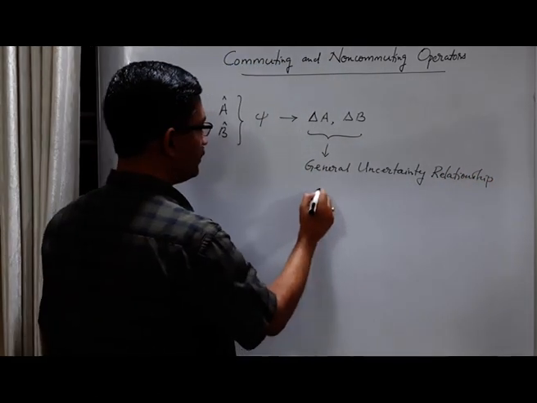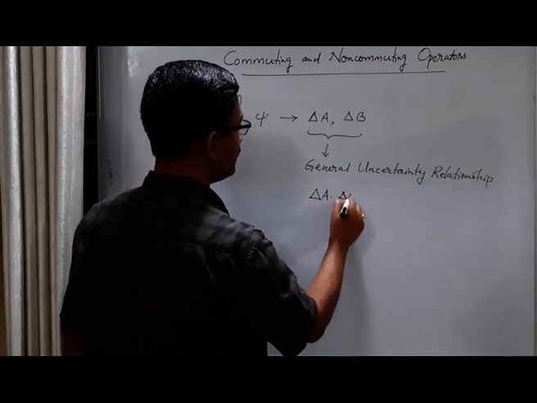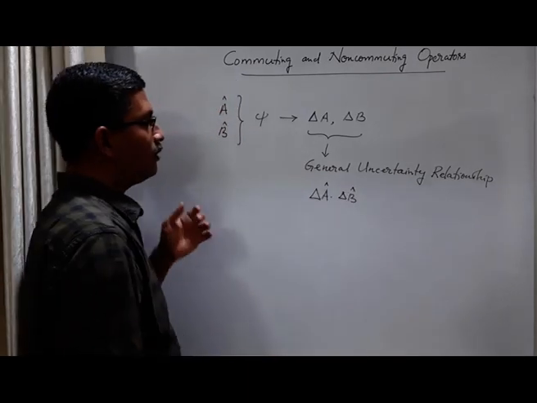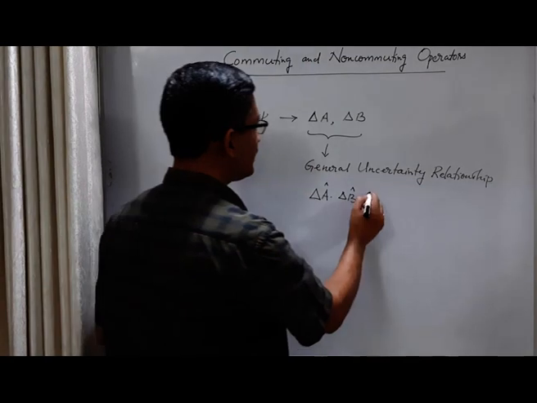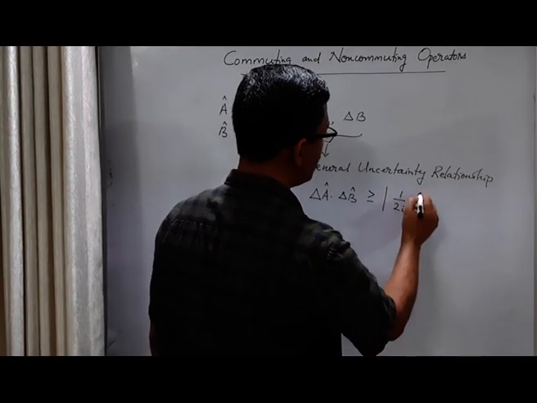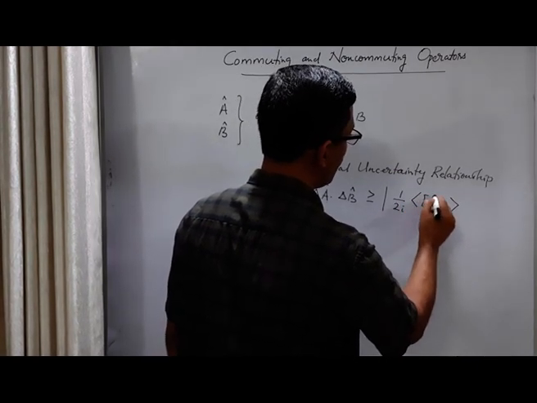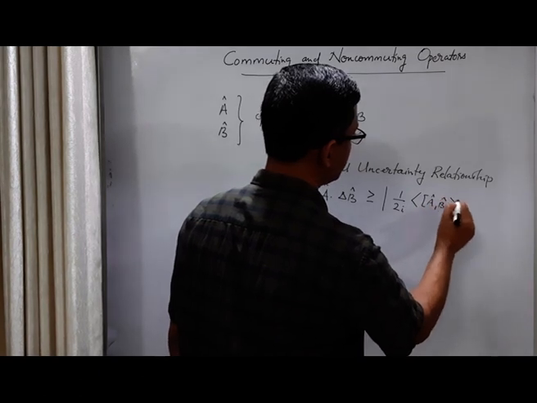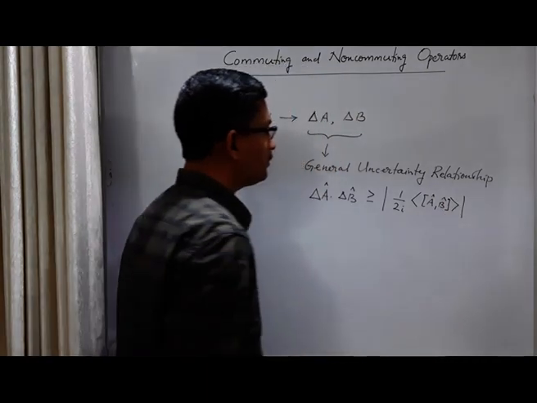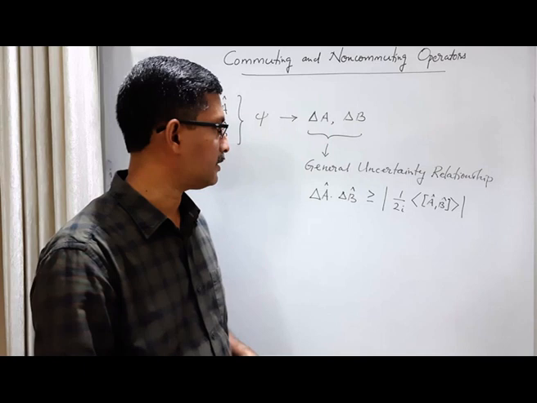Okay, and this is the statement of that general uncertainty relationship between the operators A and B, so delta A and delta B is greater than or equal to modulus 1 by 2i expectation value of the commutator of operators A, B. This is a statement of the general uncertainty relationship between two non-commuting operators.